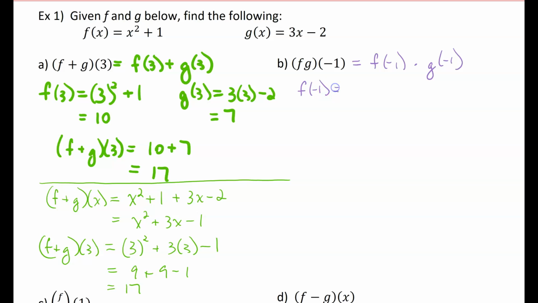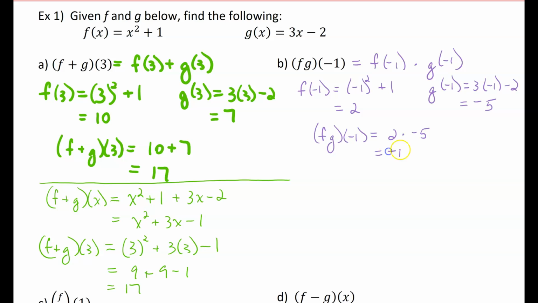F of negative 1 is equal to negative 1 squared plus 1. So negative 1 squared is positive 1, plus 1 is 2. And g of negative 1 is 3 times negative 1 minus 2. So 3 times negative 1 is negative 3, minus 2 is negative 5. And so again, I'm just going to combine them now. F times g of negative 1 is 2 times negative 5, which is negative 10.